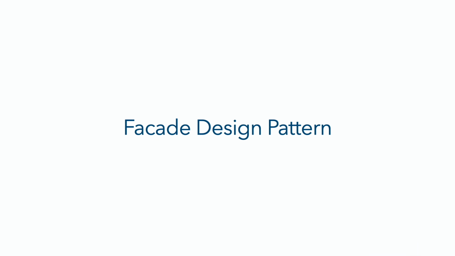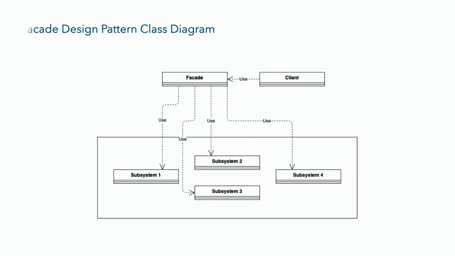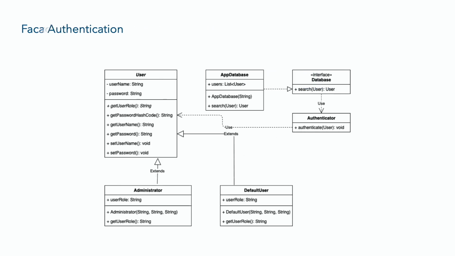So what is the Facade Design Pattern? Basically this pattern helps to hide the complexities of the larger system and provide a simple interface to the client to interact with it. To understand the pattern better, let's look at the UML diagram. In the diagram we can see that the client doesn't access the subsystems directly. Instead it interacts with the facade class that communicates with the subsystems, so the client doesn't know anything about the complexity of the system as it only interacts with the facade class.